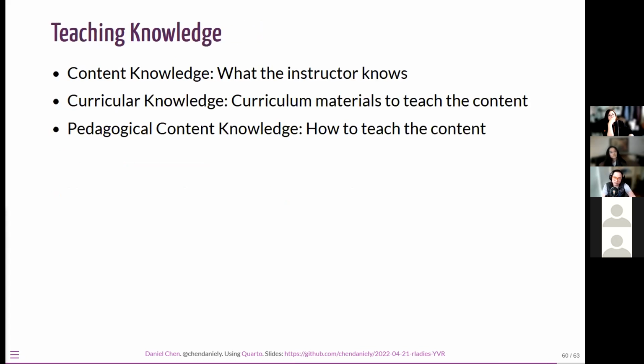And then the other thing that I've worked on, I didn't really talk about, but as an instructor, there are 3 different types of knowledge that you sort of have to know about. One is called content knowledge, which is literally just what I as the instructor know. There's curricular knowledge, which is what do I actually need to teach the content? So like the actual learning materials that I'm using. And then there's pedagogical content knowledge, which is, how do I teach?